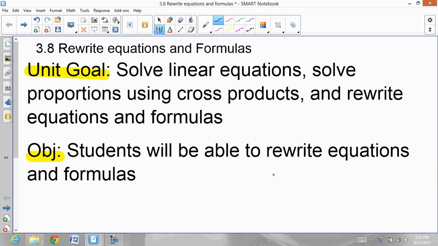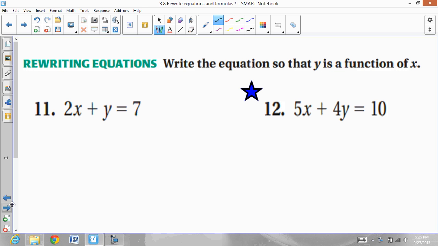Today you will learn how to rewrite the equations and formulas, which is an important topic for your EOC exam. Focus on question number 12, rewriting the equations. Write the equation so that the y is a function of x. When they are asking you to write the y as a function of x, they basically want you to write y is equal to, and on the right side you need all the x terms to come together.